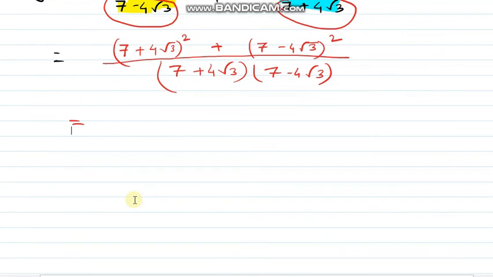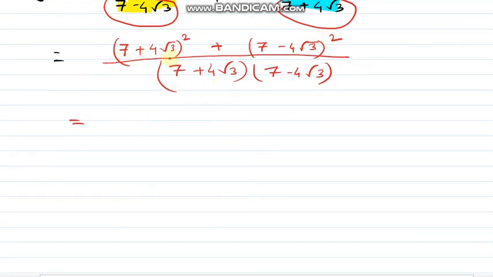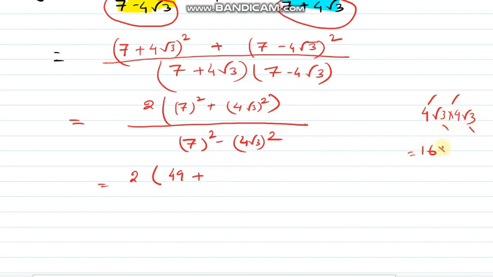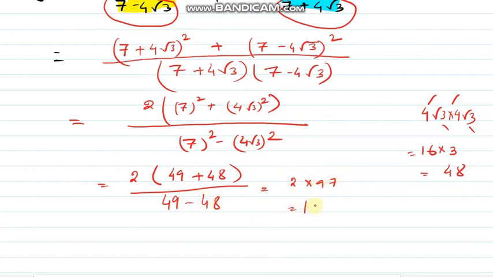So further if I proceed, for the numerator there is a formula: a plus b whole square plus a minus b whole square is 2 into a square plus b square. You can check my videos of expansion if you don't know this formula. Denominator is a plus b into a minus b, so a square minus b square, right? So 2 into 7 square is 49. What is 4 root 3 whole square? Just check, it is 4 root 3 into 4 root 3. 4 into 4 is 16, root 3 into root 3 is 3, so it is 48, right? So 48 is over there. Denominator it is 49 minus 48, which is 1. So 2 into 97, answer is 194.